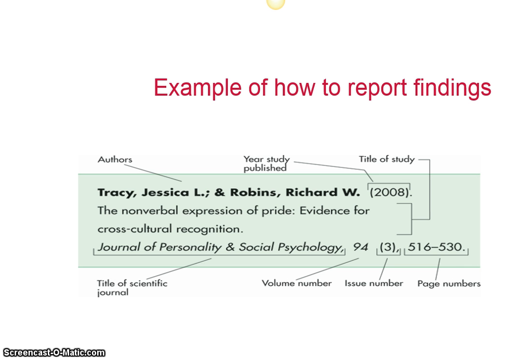So this is an example of the APA format of how findings are reported. So this is the APA format for the reference to a publication by Jessica Tracy and Richard Robbins, and it was published in the Journal of Personality and Social Psychology. So when you complete your research paper later in the semester, you're going to report your sources in this format.